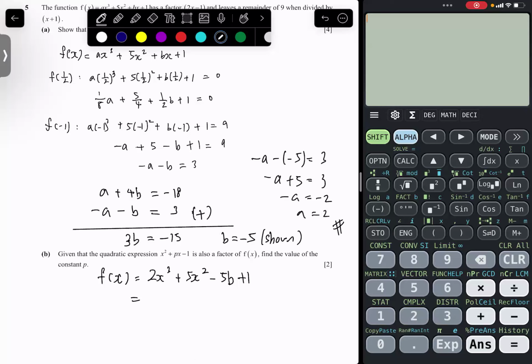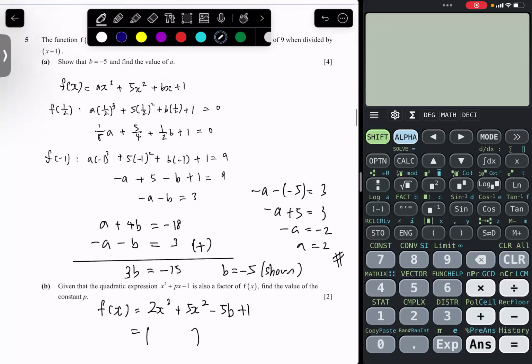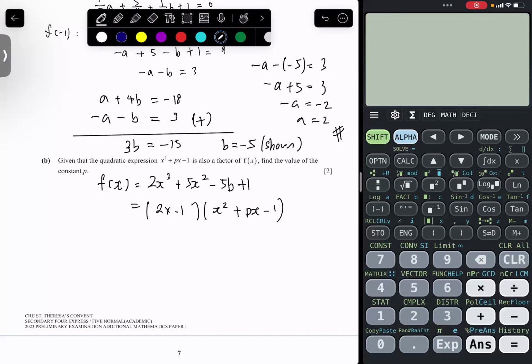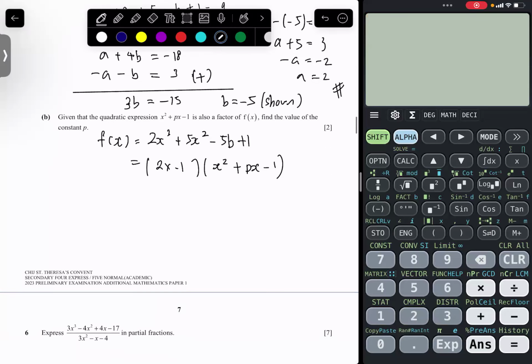Now, since it's a cubic polynomial, that means that it can be made up of two ways, right? Either it's made up of a linear and a quadratic, or linear, linear, linear. In this case, they are telling us that it is a linear of 2x minus 1, because 2x minus 1 is a factor, leaving us with quadratic, x squared plus px minus 1. So to find the value of p, I can do two things. Either I can do comparison or I can do long division.